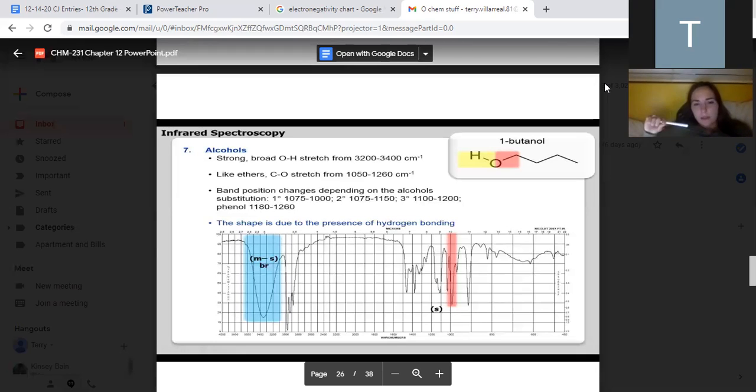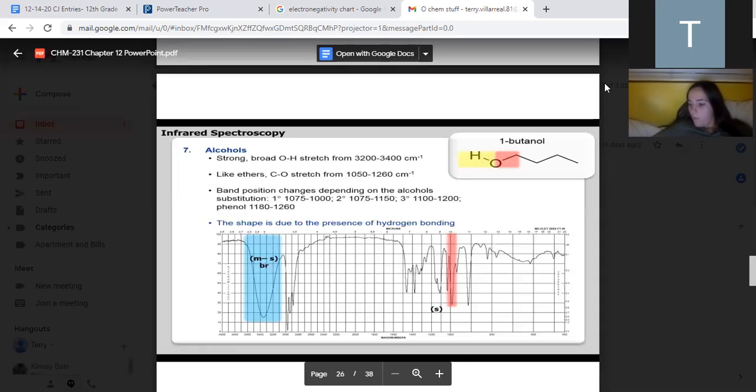But does it have to be in that region? Yes, it has to. Okay, so if a broad one is somewhere else, it's not OH, it's something else. Correct. Because remember, depending on what it's connected to, when we hit it with the energy, it's going to vibrate in a certain way. Because we need an oxygen attached to a hydrogen, it's always going to fall into that region.